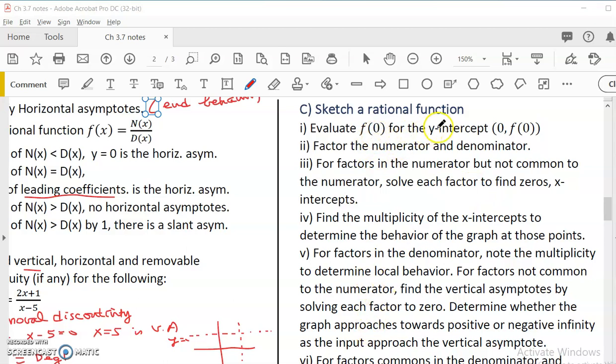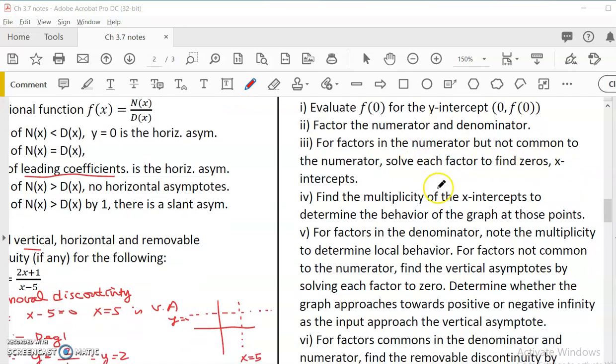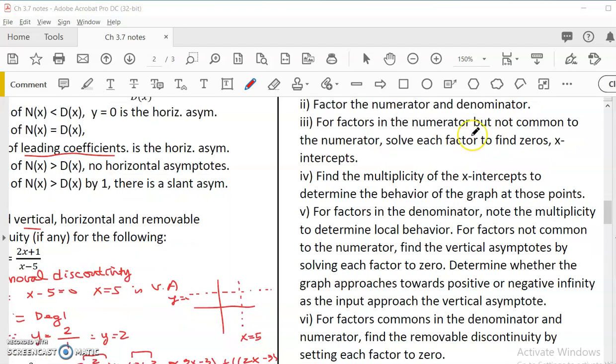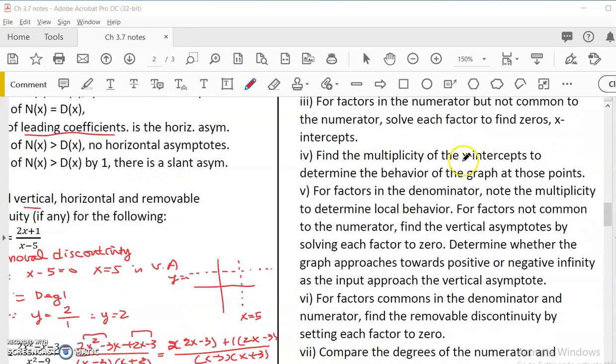First is find the y-intercept. There should be one y-intercept. What you do is you set x equal to 0 and then find y. Then you factor the numerator and denominator because you want to find the factors that are not common to both the numerator and denominator and solve each one to find the x-intercepts. So y-intercept, x-intercept, but only those that are not common with the denominator.